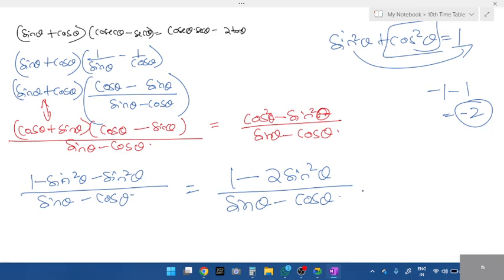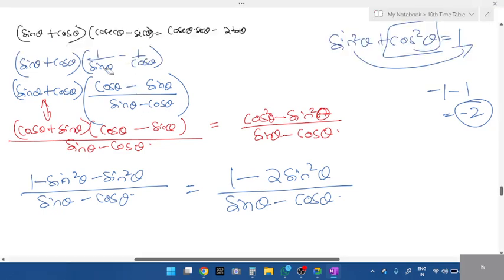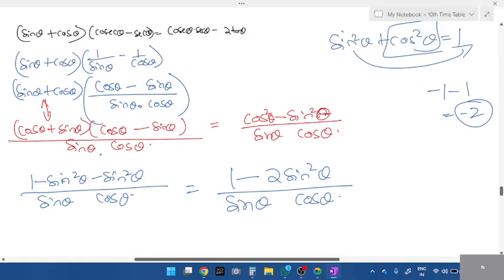How can we split this? No, I've made a mistake from the beginning. What's the LCM we get for sin theta and cos theta? It should be multiplication, not minus. That's the mistake I've made. If not, we would have got the answer, students. All this is multiplication.